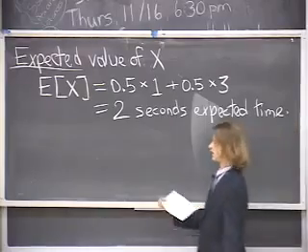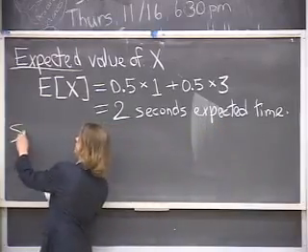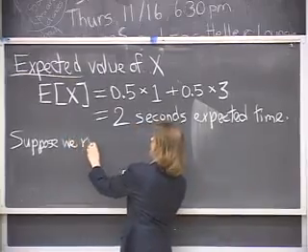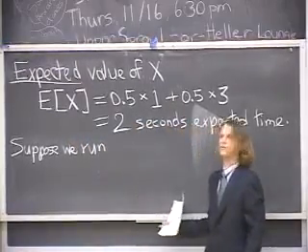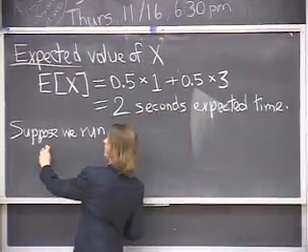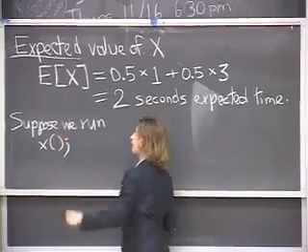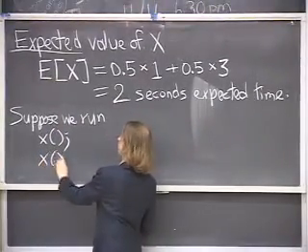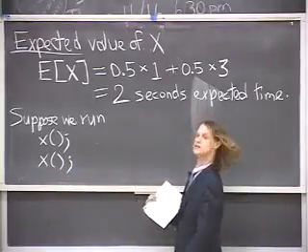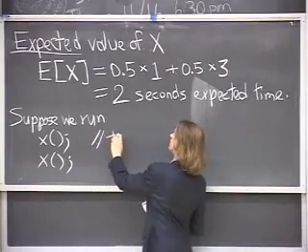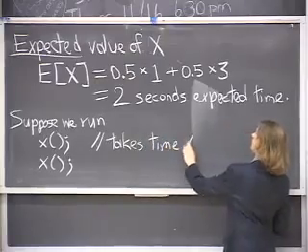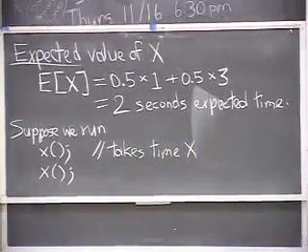Let's look at a code sequence where we do 2 method calls. Suppose we run the following code sequence. First, we do a call to X, and then we do another call to X. Okay, so the first call to X takes time X, where X is a random variable.